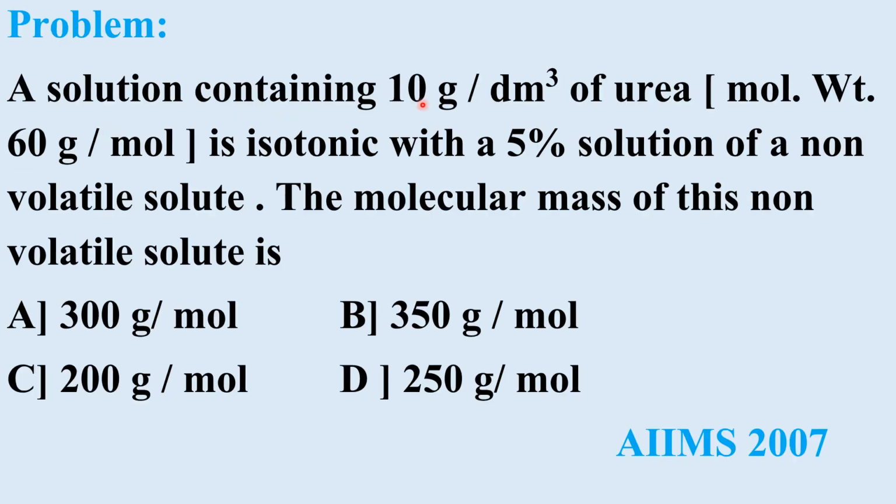A solution containing 10 gram per cubic decimeter of urea, molecular weight of urea is 60 gram per mole, is isotonic with 5% solution of a non-volatile solute. The molecular mass of this non-volatile solute is: A 300 gram per mole, B 350 gram per mole, C 200 gram per mole, D 250 gram per mole.